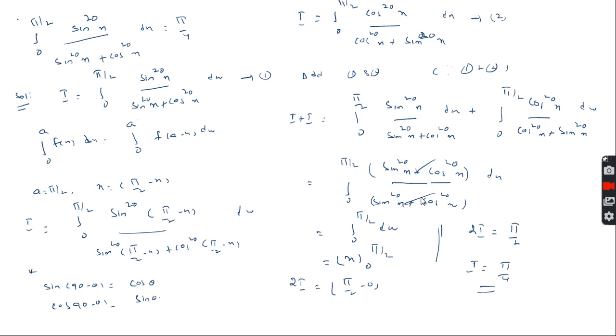Both are the same, so cancel, and we get the integral from 0 to pi by 2 of dx, that is nothing but x from 0 to pi by 2. Substituting upper limit minus lower limit, we get 2I is equal to pi by 2, from that I is equal to pi by 4.